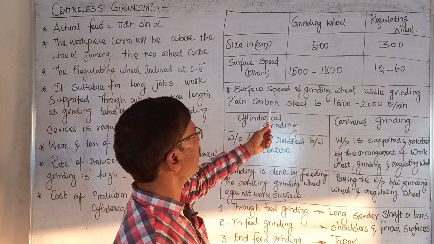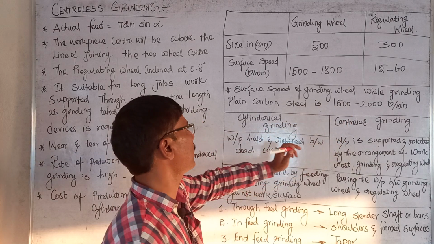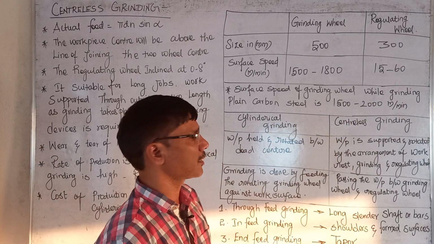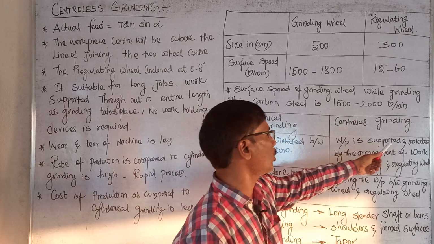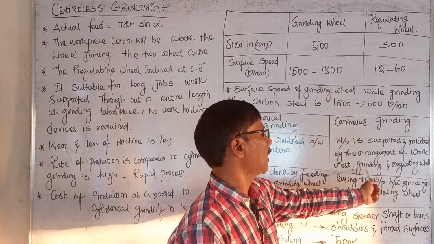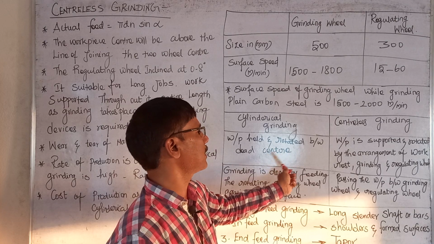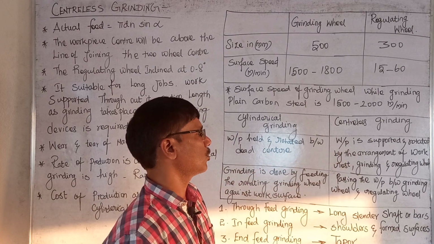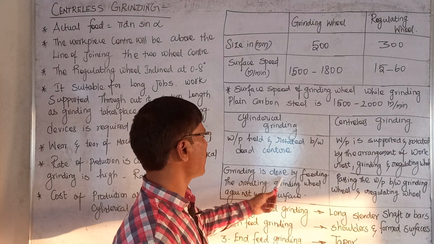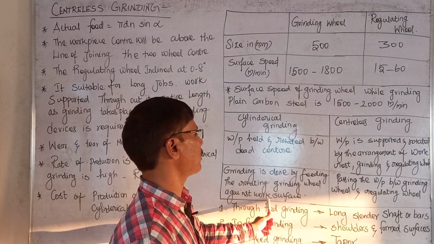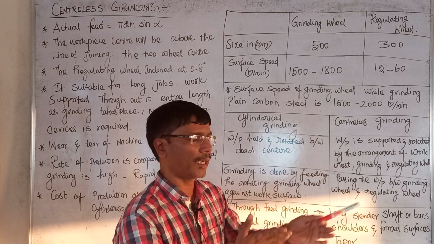Surface speed of the grinding wheel for grinding plain carbon steel of 1500 to 2000 meter per minute is recommended. The difference between cylindrical grinding and centerless grinding: in cylindrical grinding, the workpiece is held and rotated between dead centers. In centerless grinding, the workpiece is supported and rotated by the arrangement of work rest, grinding wheel and regulating wheel. Here, it has to be located at the dead centers, and in centerless grinding, it is arranged by the work rest, grinding wheel and regulating wheel. In cylindrical grinding, grinding is done by feeding the rotating grinding wheel against the work surface. In centerless grinding, grinding is done by passing the workpiece between the grinding wheel and the regulating wheel.